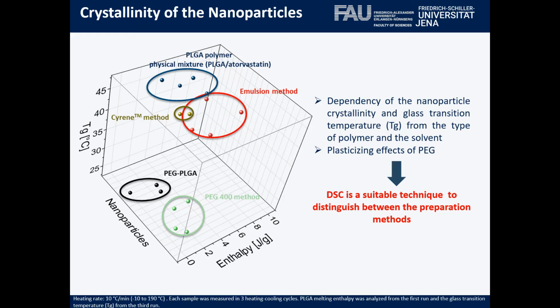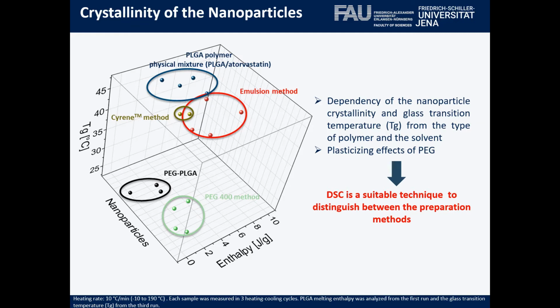And what we found was that we have a comparable glass transition temperature as well as melting point enthalpy between the pure PLGA polymer, the physical mixture of PLGA and atorvastatin, the emulsion method and the Cyrene method, but when we use our PEG 400 method, we have a strong decrease of the glass transition temperature as well as the melting point enthalpy.